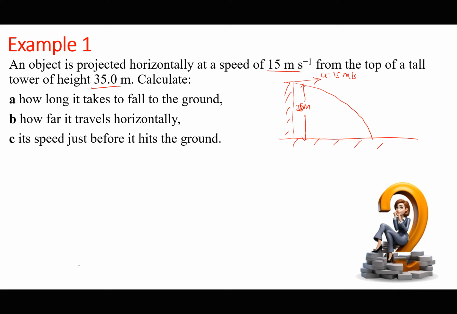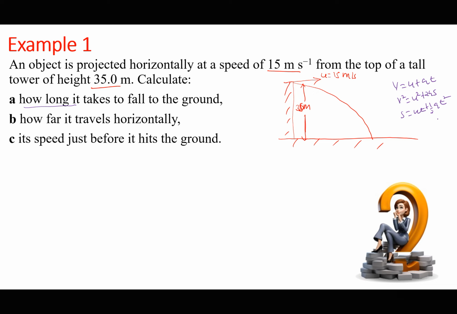Okay, so let me change the color here. So let's find how long it takes to fall to the ground. That is now time. Do not forget the SUVAT equations. V equals U plus AT. V squared equals U squared plus 2AS. And S equals UT plus a half AT squared. And I think the last equation is going to be the most important equation here.